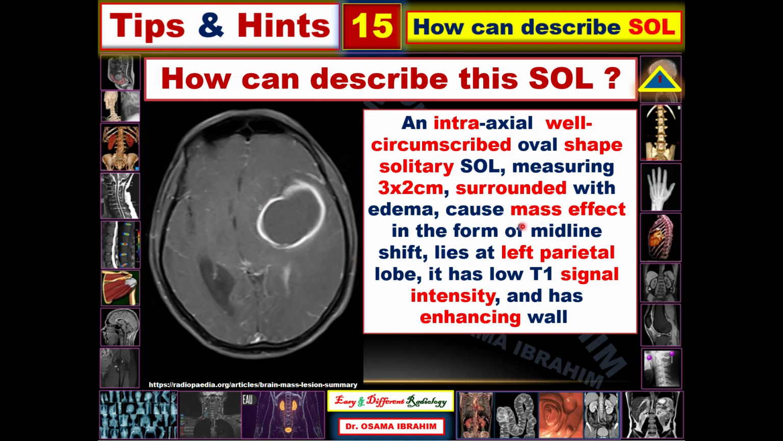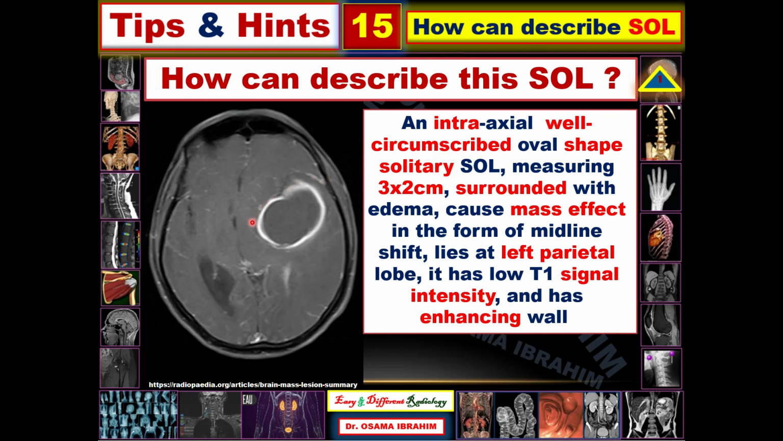And what about the M, mass effect? It is causing a mass effect in the form of subfalcine herniation, for example, in this case, or midline shift. And the site is one of the S also. It lies at the left parietal lobe, where left is the side and parietal is the site in the brain. It has low T1 signal. This is another S, signal, because in MRI you can describe it as a signal, and this is T1, a post contrast study. So what about the other extra, E, enhancement?